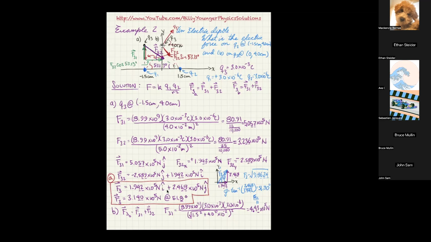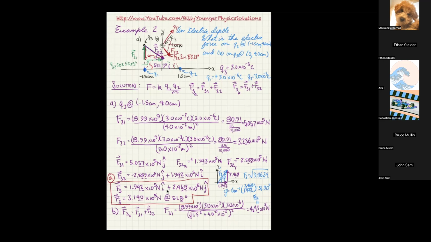But that's the same as this angle as well. So that would be that one as well. The reason why I'm saying this is you can see that the y components are exactly opposite each other. So the y component of F31 is positive, the y component of F32 is negative, and they're equal in size and equal opposite directions. So they're going to cancel out.